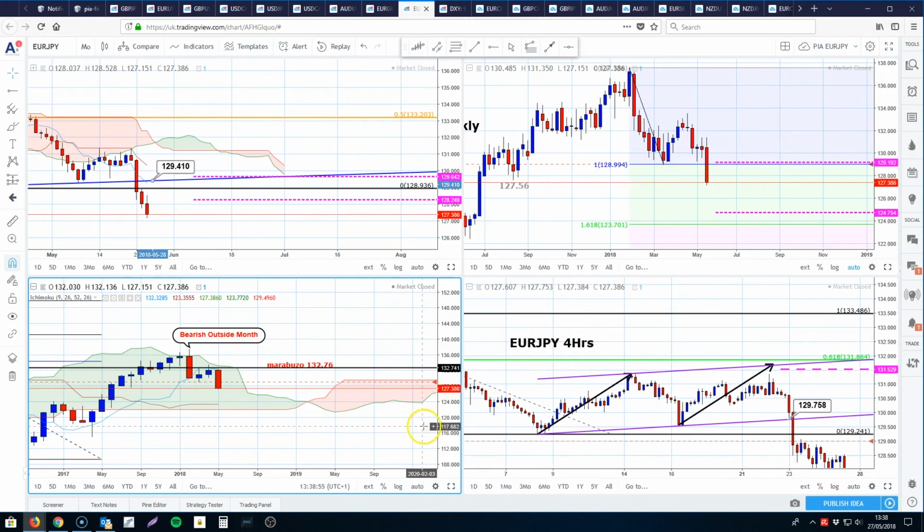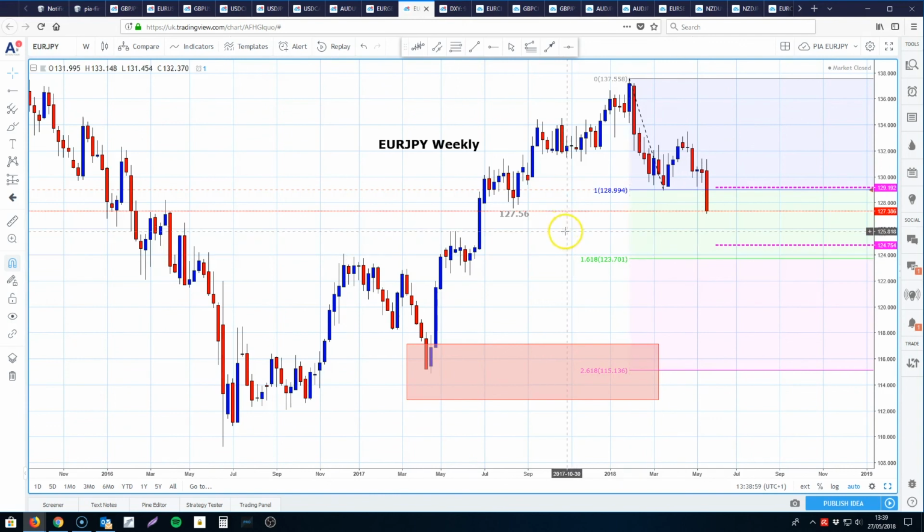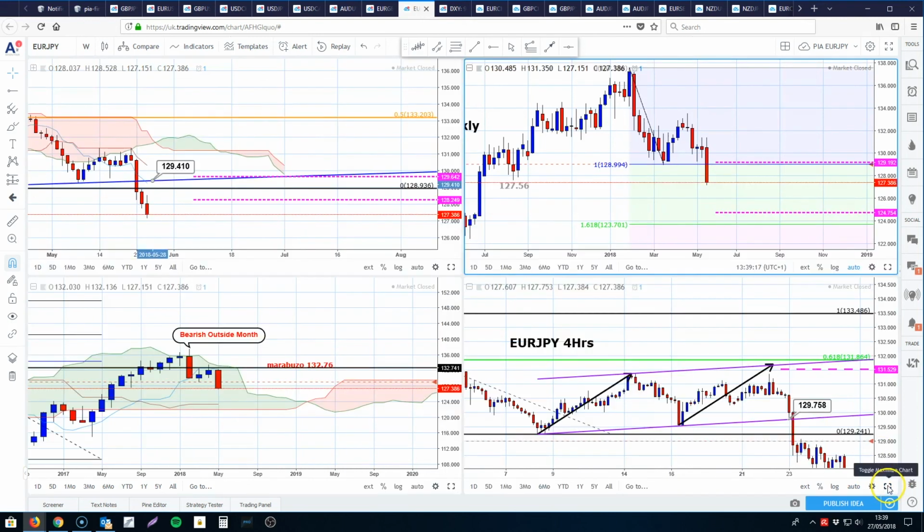on the monthly chart. If we go to the weekly chart, here we can see an impulse move to the downside. Bespoke resistance is located at 129.19. I don't think we're going to get back up towards that level. We broke the previous swing low at 127.56. Bespoke support this week comes in at 124.75.